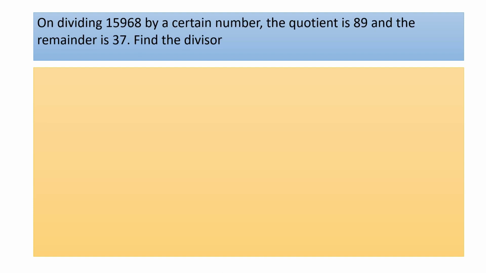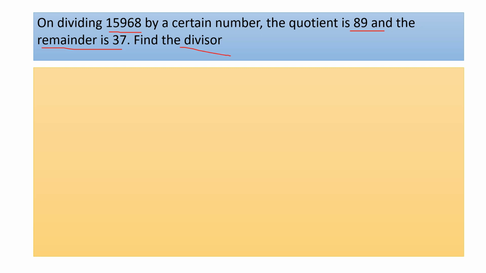Let's solve some of the example problems. Please take your notebook and pen and try to solve it with me. I am reading the problem statement. On dividing 15968 by a certain number, the quotient is 89 and the remainder is 37. Find the divisor. So they have given the dividend, the quotient is 89 and the remainder is 37. So we have to find the divisor.